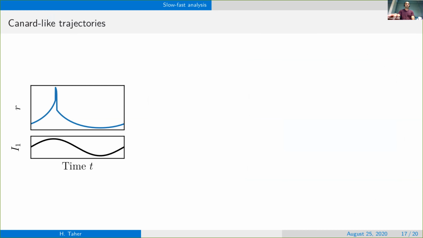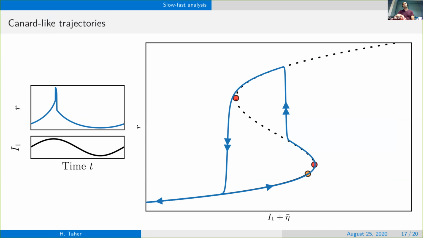Okay, now we come to these canard-like trajectories. These canard-like trajectories look like the canard with the head of the Van der Pol oscillator. But I don't call it canard because the main difference to the Van der Pol oscillator is that these upper equilibria are repelling. So they are not stable, they're unstable.